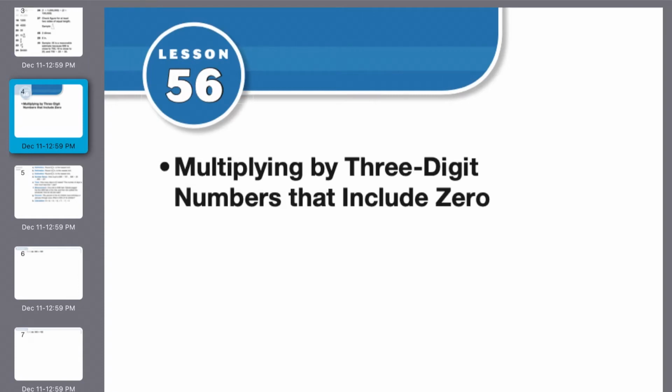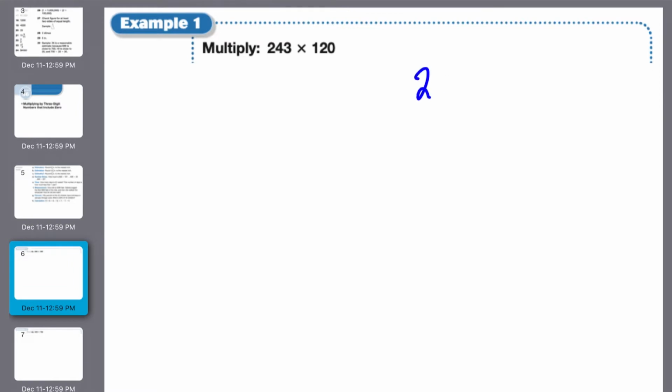Lesson 56, multiplying by 3-digit numbers that include 0. So we have 243 times 120. What you can do is multiply everything by 0, and you would just have a row of zeros here. So 3 times 0 is 0, 4 times 0 is 0, 2 times 0 is 0. Or some people skip that step, and I'll show you that at the end.